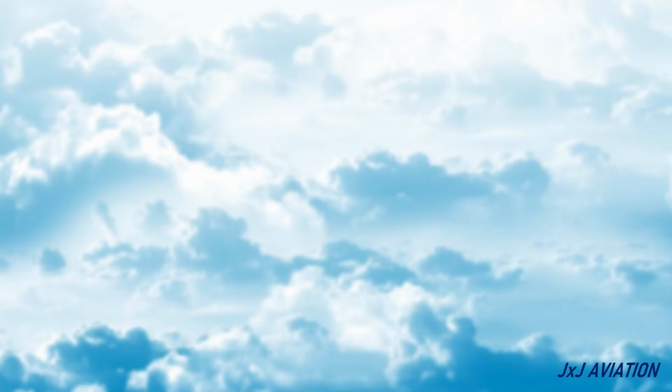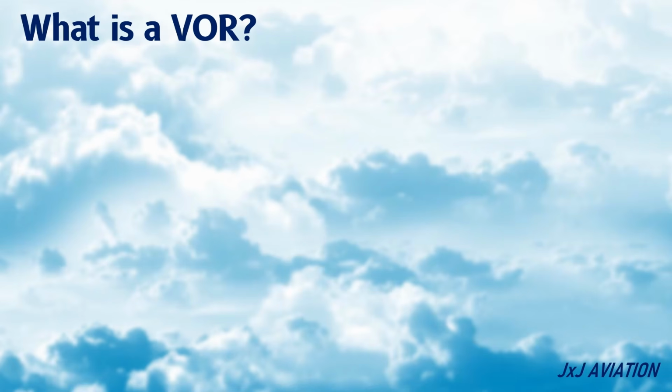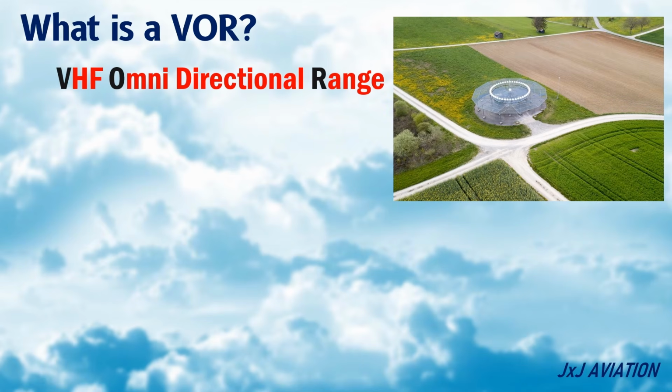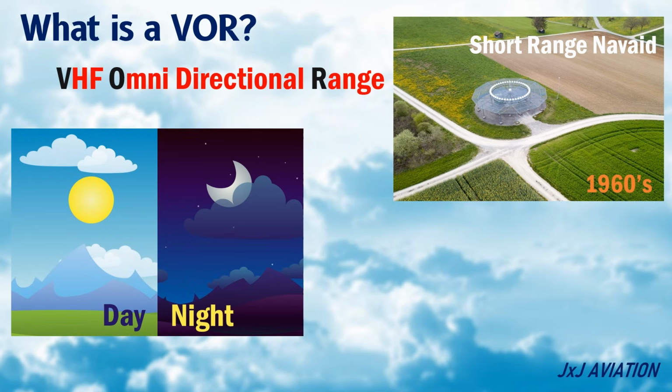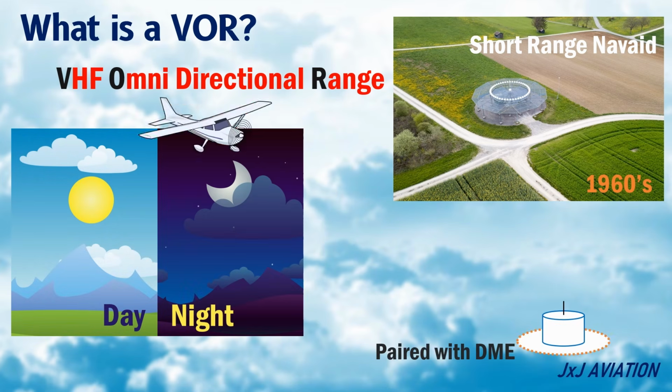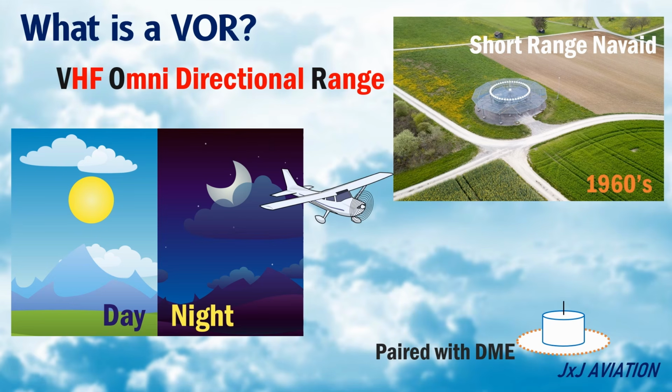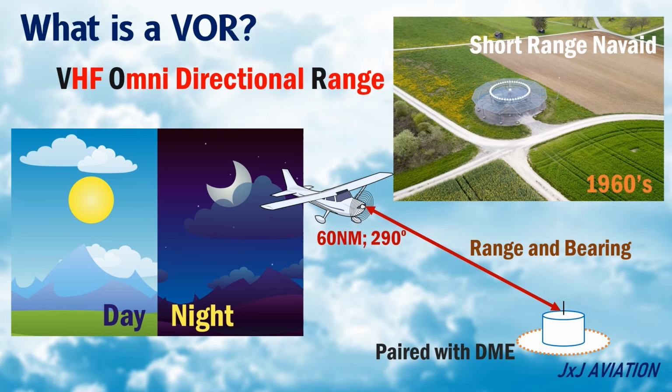What is a VOR? VOR stands for VHF Omnidirectional Range. A VOR is a short-range navigational aid which has been in use since 1960. The VOR can be used during the day or during the night. The VOR may be paired with a DME, which will provide the range and the bearing information for an aircraft.